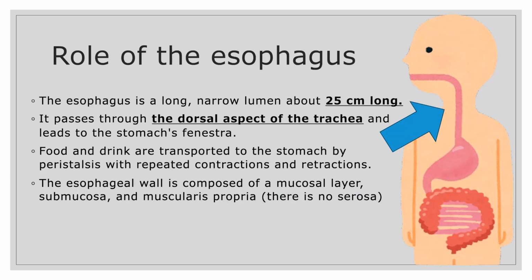Explain the role of the esophagus. The esophagus is an elongated luminal tube approximately 25 cm long. It passes through the dorsal aspect of the trachea and is connected to the stomach's junction. It carries food and drink taken in through the mouth to the stomach by means of repeated contractions and retractions and peristalsis. The wall of the esophagus consists of 3 layers from the endoscopic surface: the mucosal layer, the submucosal layer, and the muscularis propria. The serous membrane, which is found in other organs, is non-existent.